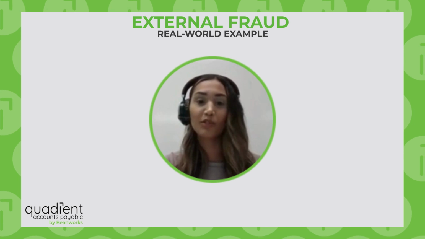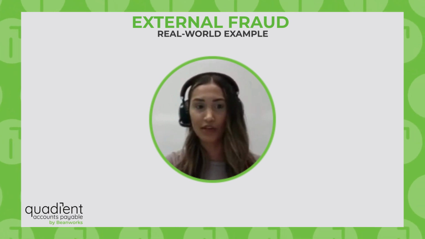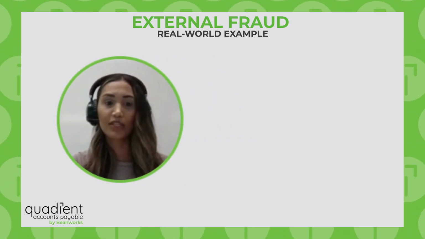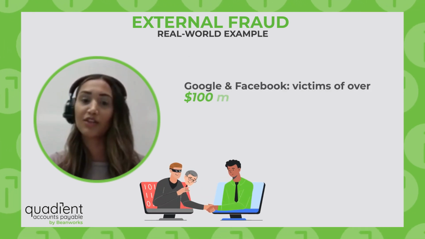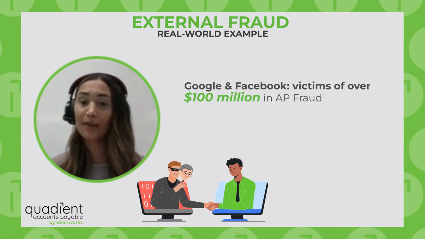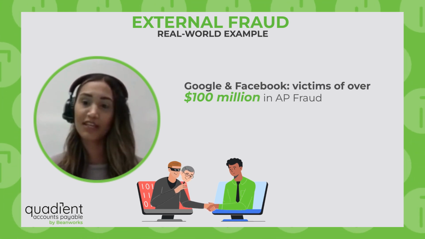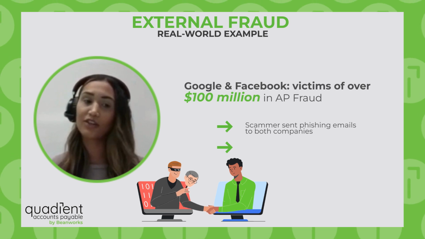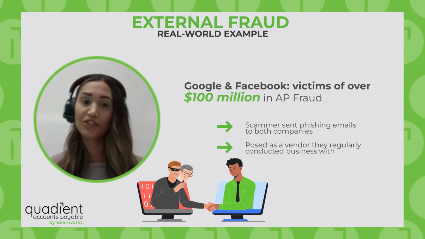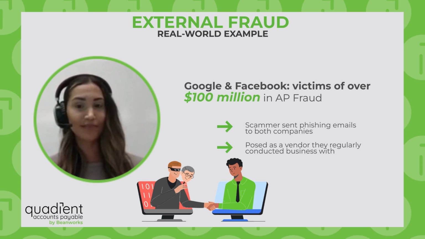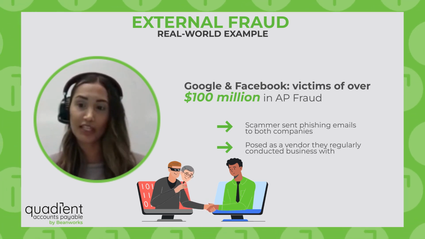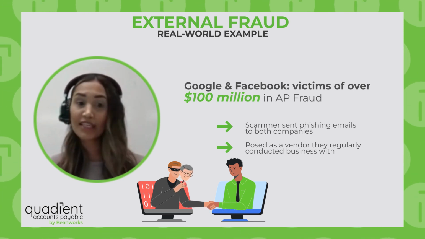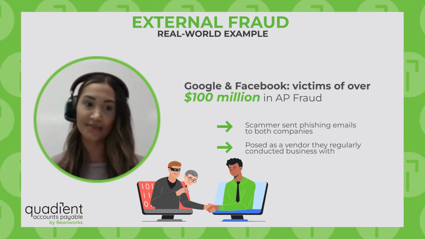So what does AP fraud look like? Well, it doesn't just happen to the little fish. Some of the world's most powerful companies are susceptible to AP fraud. Between 2023 and 2025, Google and Facebook were hit with a phishing scam that took them for upwards of $100 million. The scammers set up fake accounts using the details of a trusted vendor and sent phishing emails to Google and Facebook employees. Employees at both companies were used to processing multi-million-dollar transactions with this company and didn't think to question if the emails were legit.